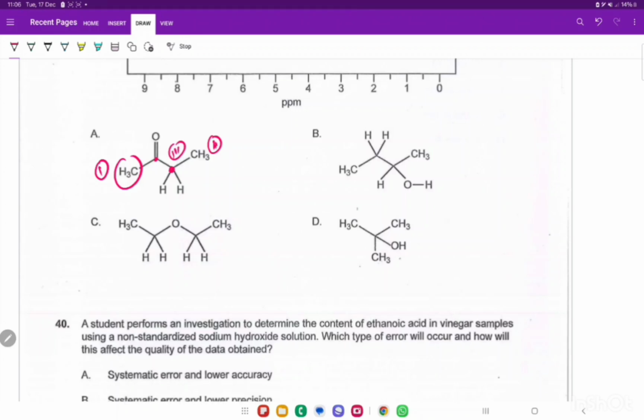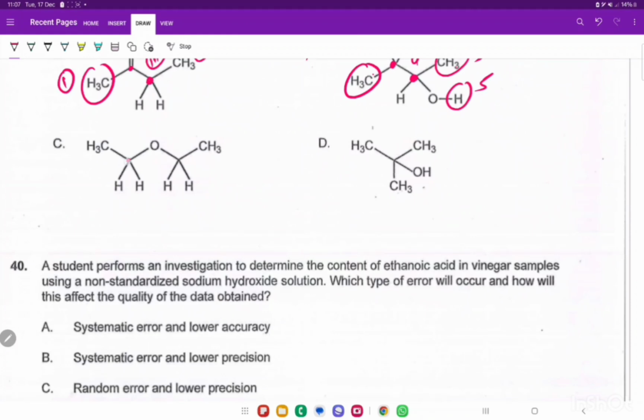Next, we'll go to compound B. Compound B will form a peak for CH3, that is 1, then this is 2. Since this CH and this CH3 are not the same, that is 3. This carbon is again different, that is 4, and this OH is 5. This forms 5 peaks, which is wrong. So this cannot be the answer.